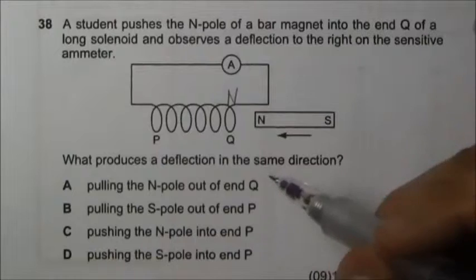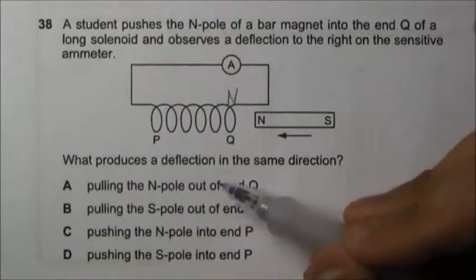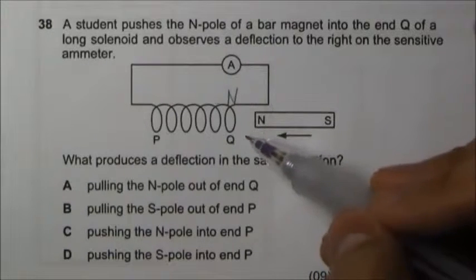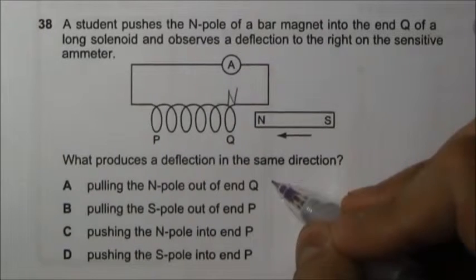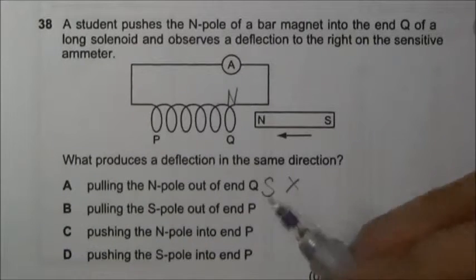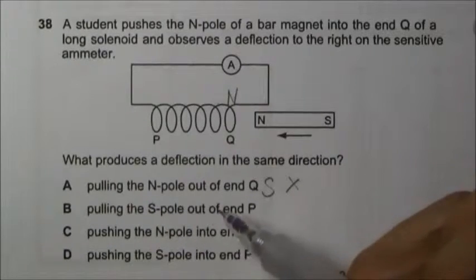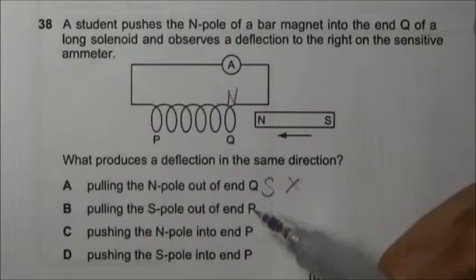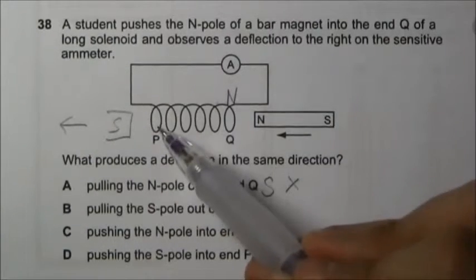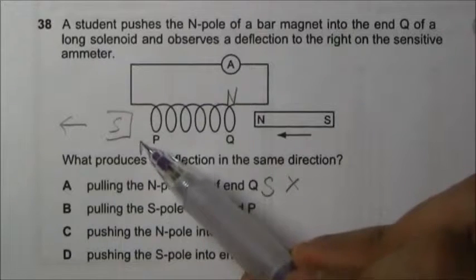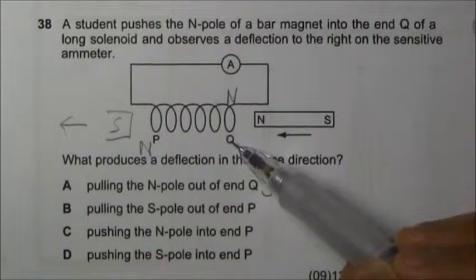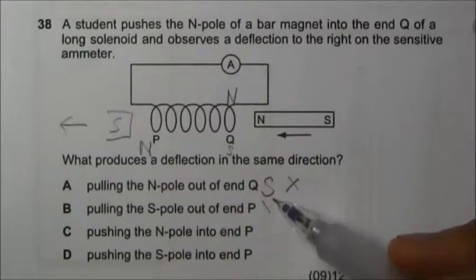Okay, so if we were to pull the N pole out from position Q, in order to oppose the change, we are going to pull it back. So we need a south at Q. So this is not the answer. Okay, by pulling the S pole out from the NP. In order to pull the S pole out from the NP, NP is going to induce a north pole here to pull it back. So at Q is going to form a S pole. So B is not the answer as well.